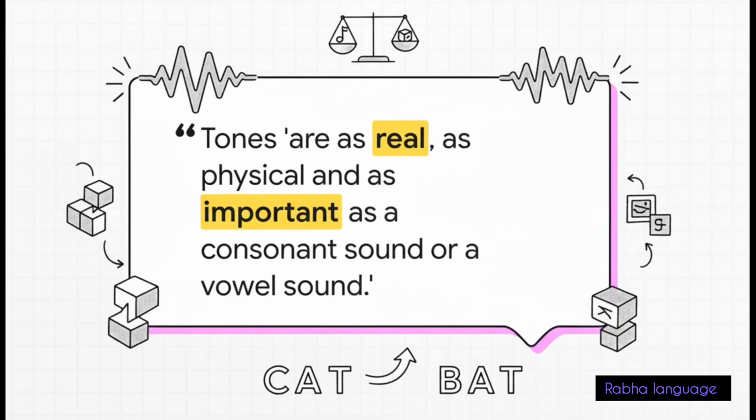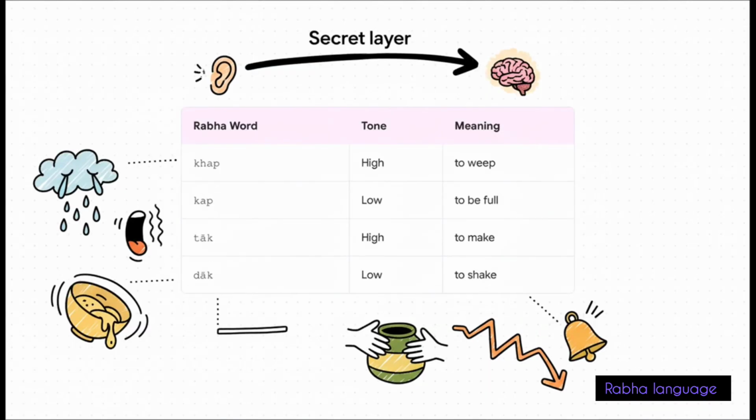And this is the absolute key, and this quote says it perfectly. In Rabha, tones aren't just about adding some emotion or emphasis the way we might do. No, they are a fundamental part of a word's very identity. It's just as important as swapping a C for a B to change cat into bat. It's an absolutely essential piece of the code. And this chart right here, it shows you exactly how this works in practice. So look at that first pair.